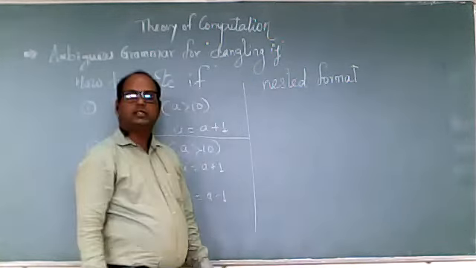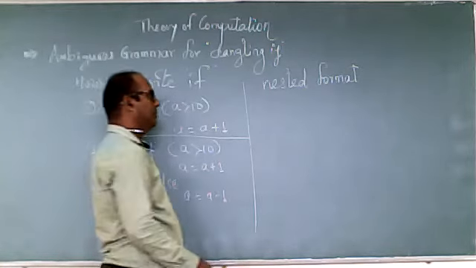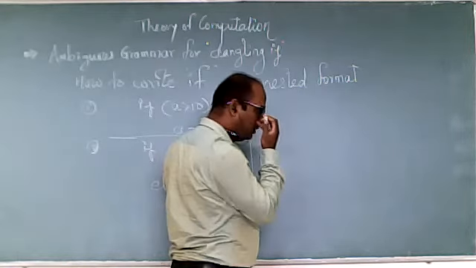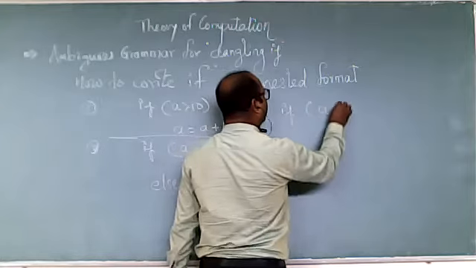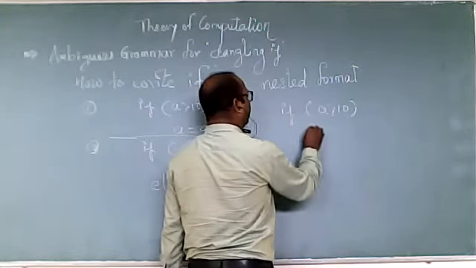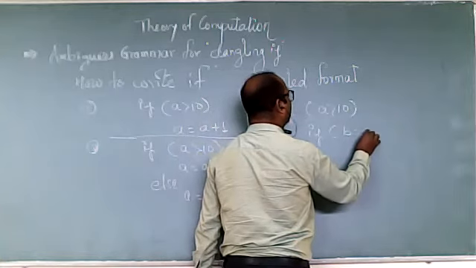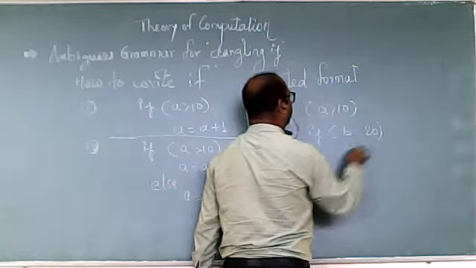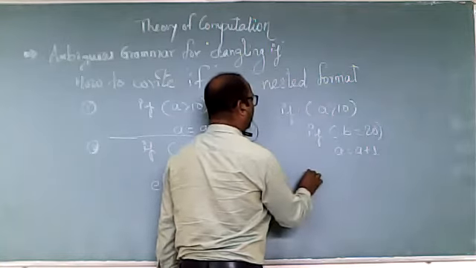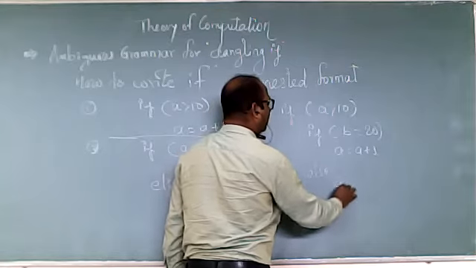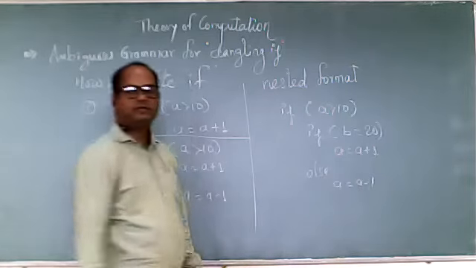Okay. So what does nested format mean? If inside an if, that is called the nested format. So if I want to nest, I can write: if a is greater than 10, then again a nested if, if b is equal to 20, a is equal to a plus 1, else a is equal to a minus 1. This is an example of the nested if.